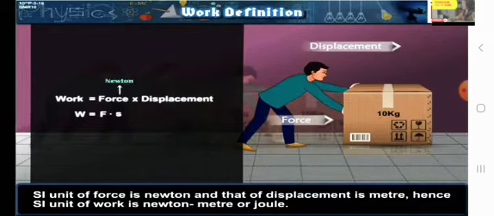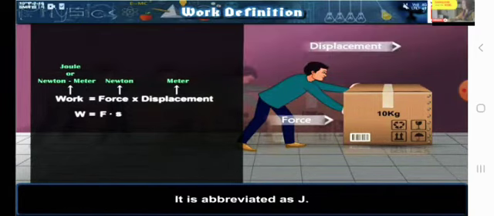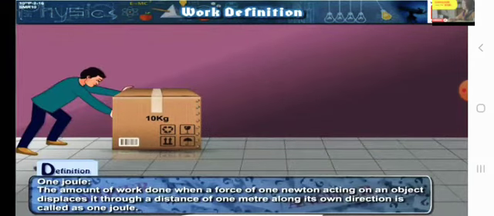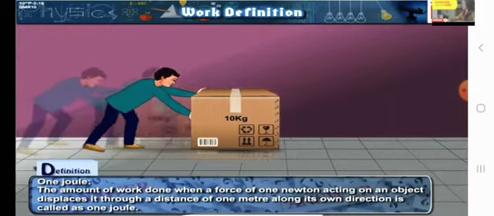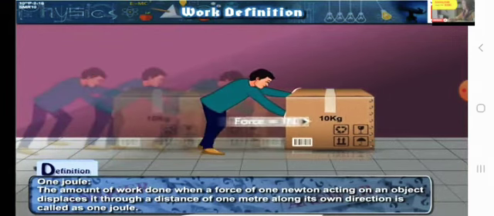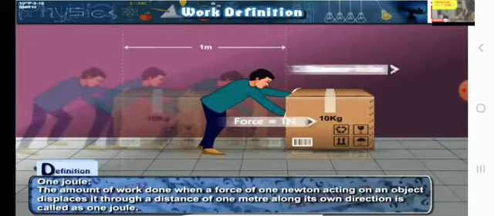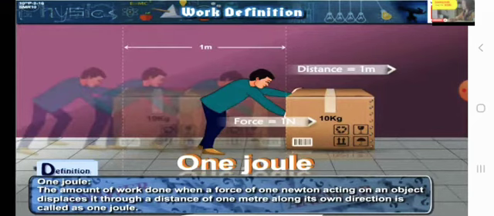SI unit of force is Newton and that of displacement is meter. Hence, SI unit of work is Newton meter or joule. It is abbreviated as J. 1 joule: the amount of work done when a force of 1 Newton acting on an object displaces it through a distance of 1 meter along its own direction is called 1 joule.